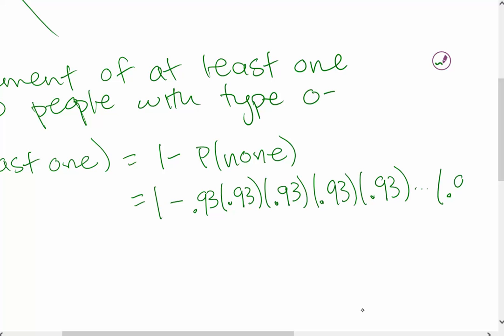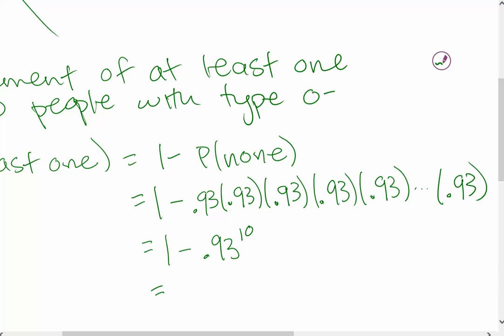to the 10th person. Now the reason we multiply is we need the first person to have not type O negative, and the second person to have not type O negative, and the third person to have not type O negative. And anytime we have the word "and" in statistics, we will multiply our probabilities. So this is really 0.93 to the power of 10, because we need 10 people to have not type O negative blood all at the same time.